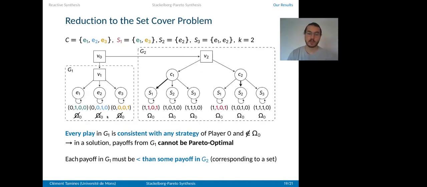Therefore, when we consider the Pareto optimal payoffs, they are only realized by plays in G2. And since every play in G2 satisfies the objective of player 0, it means that this strategy sigma 0 is a solution to the Stackelberg Pareto synthesis problem. This corresponds in the set cover problem to selecting sets S1 and S2 in order to cover these 3 elements, which we can see is a solution to this problem.